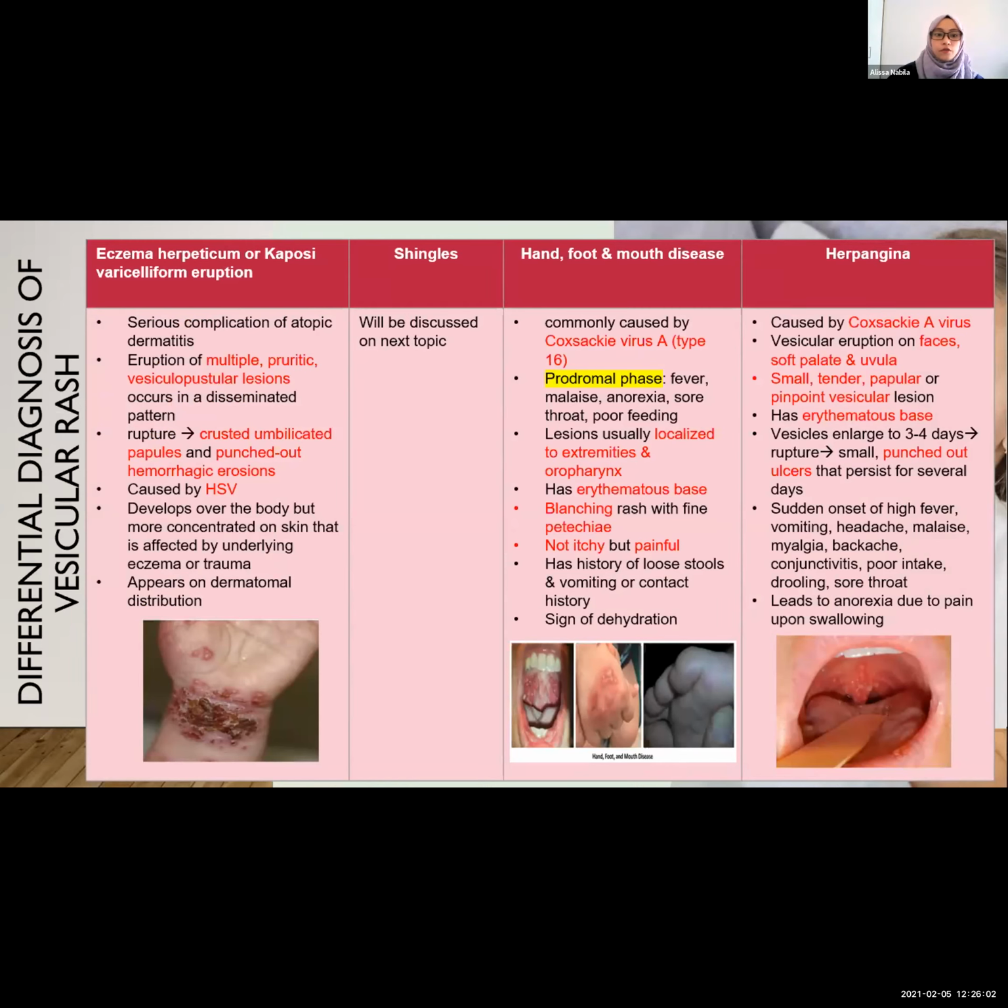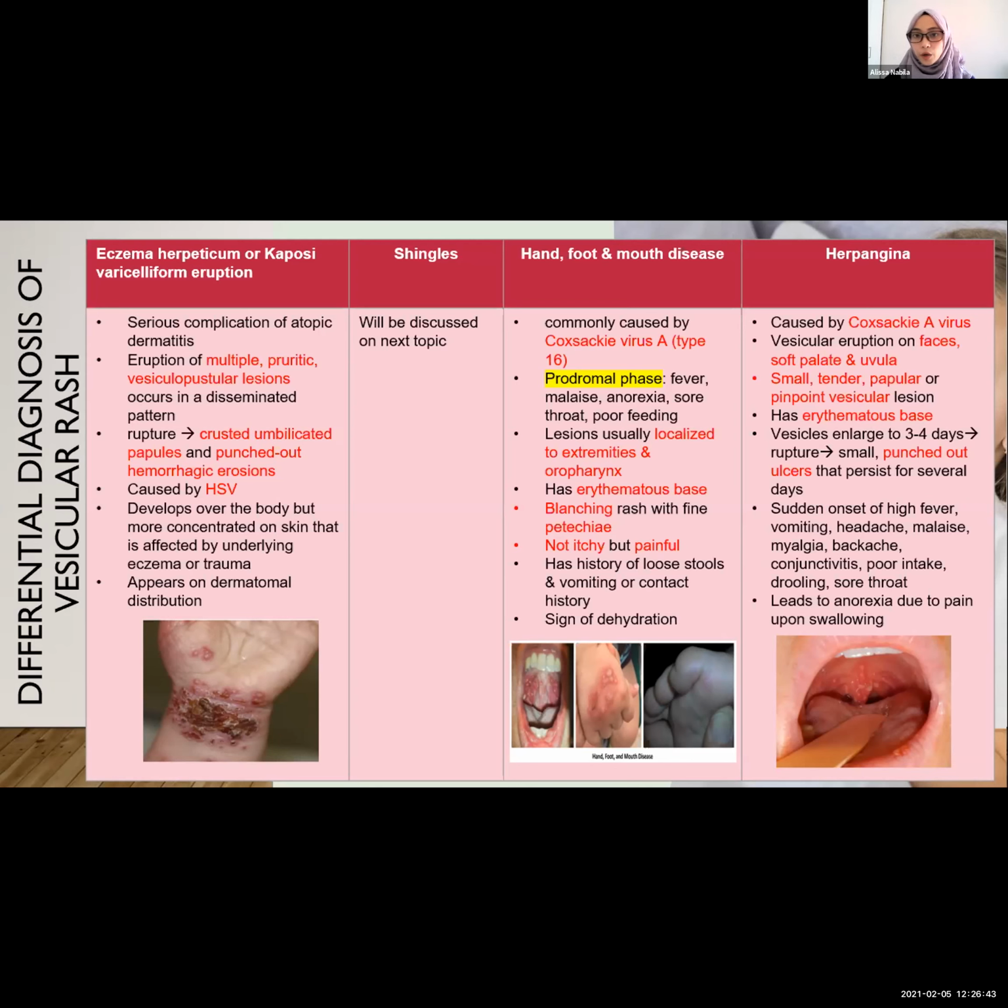For differential diagnosis of this particular rash, it can be eczema herpeticum or Kaposi varicelliform eruption, which is a serious complication of atopic dermatitis. It manifests as eruption of multiple pruritic vesiculopustules. However, it is different from chickenpox because usually chickenpox will manifest as non-umbilicated teardrop vesicles, but for this lesion, they will have clustered umbilicated papules, and it is also caused by herpes simplex virus. Usually, it develops over the body, but more concentrated on skin that has skin problems such as eczema. But for chickenpox, it will be a generalized rash, and then shingles, which I will be discussing later, appears in the dermatomal distribution.